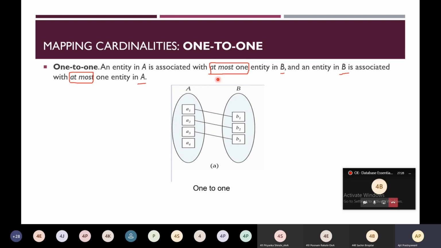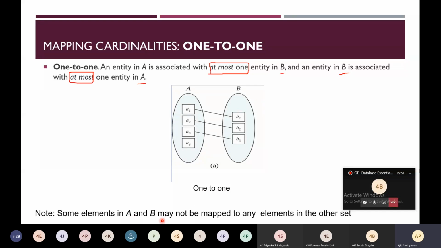Just understand the words here: at most one entity in B. The entity present in A is associated with at most one entity in B, that is B1. And B1 is associated with at most one entity in set A. So that's why it is called a one-to-one relationship, one-to-one mapping cardinality.